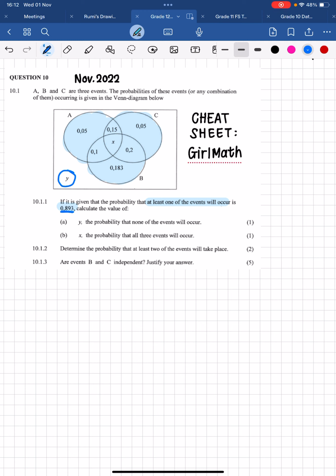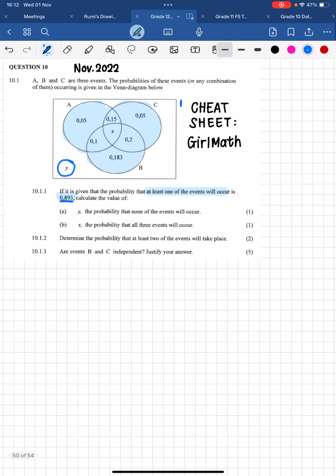So if they're asking us to find y, what should all of the probabilities in an entire completed Venn diagram equal to? If they've given us probabilities, they should all add up to 1. Yes, Dylan, absolutely correct. So what we're going to do to get y, we're supposed to say 1 minus all of this, which they are telling us is 0,893.